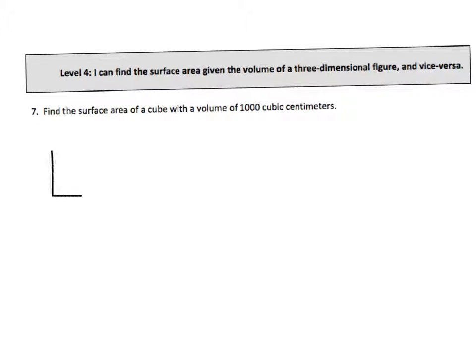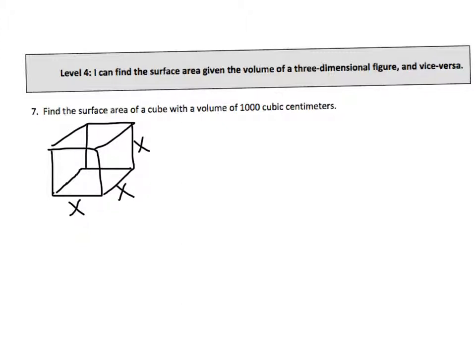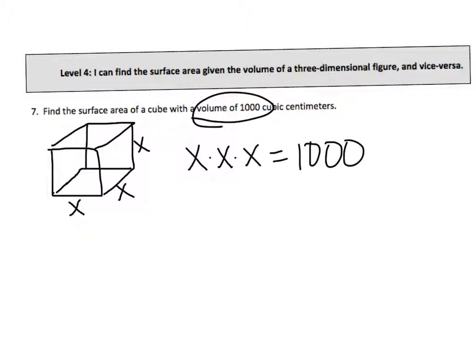So if I have a cube, remember in a cube all the sides are exactly the same length. So if I find one side length, I can find the rest of them. So I'm just going to label one side x, which means the width is x, which means the height is x. And then in order to find the volume, I would take the length times the width times the height, and that should equal the volume of 1,000 cubic meters. I could also write this as x cubed to equal 1,000.